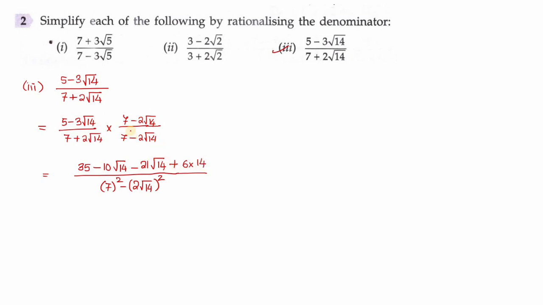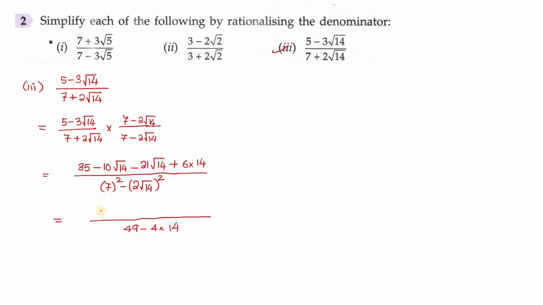Please be careful with the multiplication, the last part especially. So it is 3 2s are 6. Root 14 into root 14 is 14. Okay. So we have in the denominator 7 square is 49 minus 2 square is 4 into root 14 square is 14.